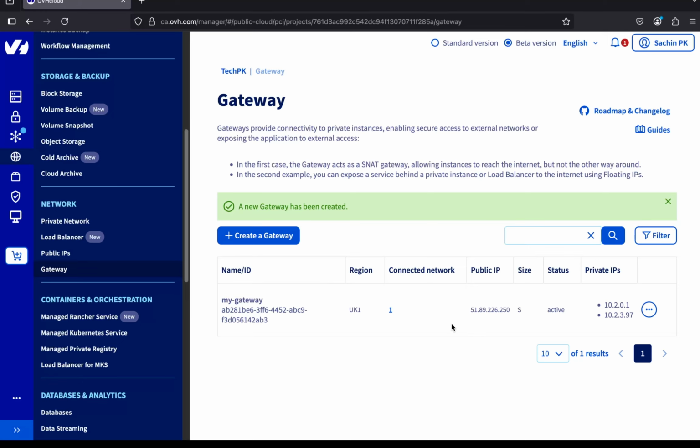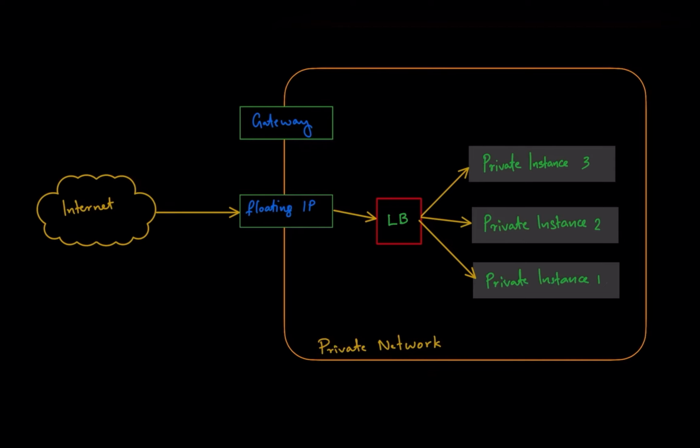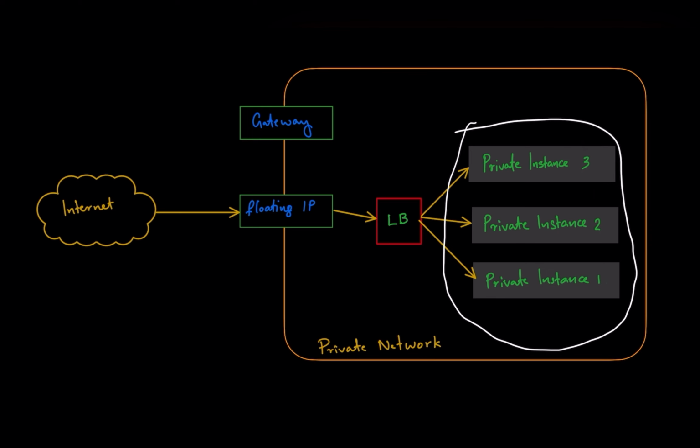Now, let's go back to our diagram and see what's next. We've completed the gateway setup. Next, we need to create the private instances. Let's head back to the OVH Cloud console.